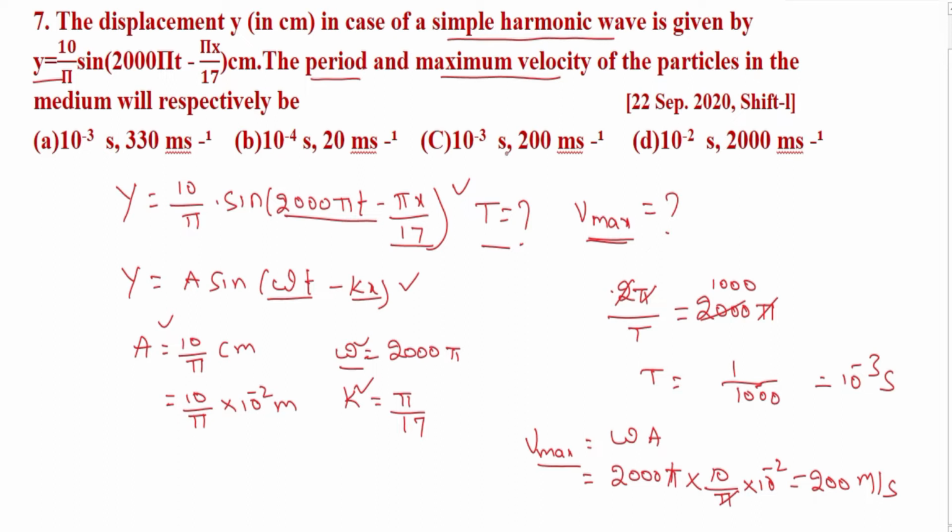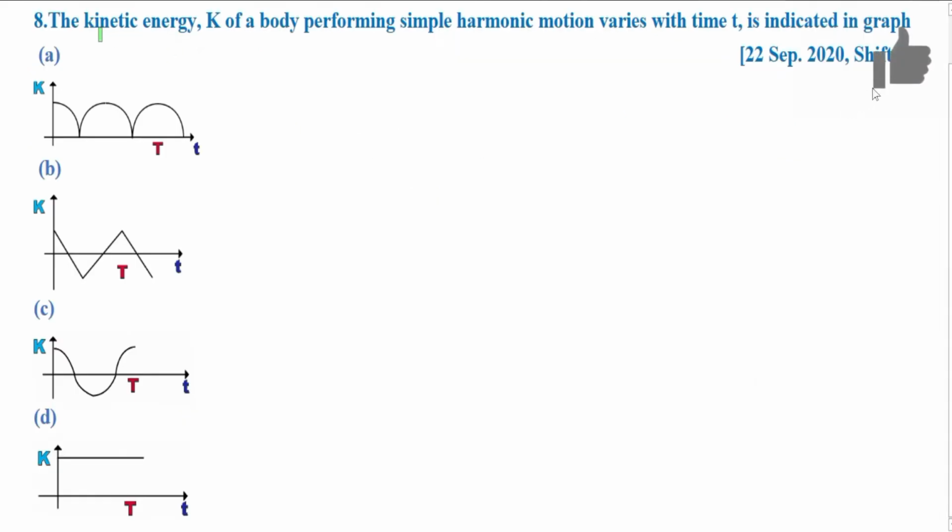So our option is option C, where time period is 10 power minus 3 seconds and maximum velocity is 200 meter per second. Now let us move to our next question. Our next question is: the kinetic energy K of a body performing simple harmonic motion varies with time as indicated in the graph. These are the graphs which show the variation of kinetic energy with time. You have to choose the correct graph which shows the variation of kinetic energy with time.